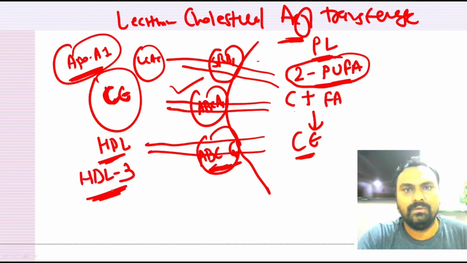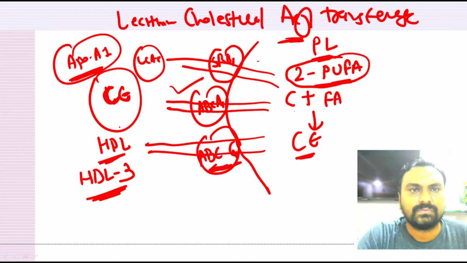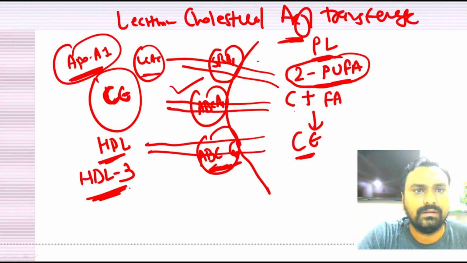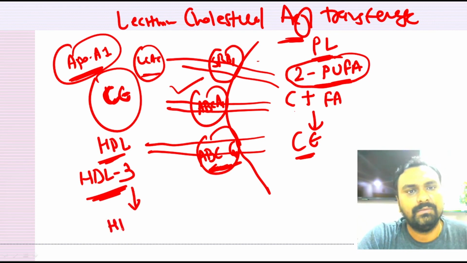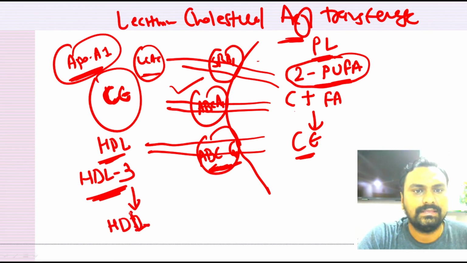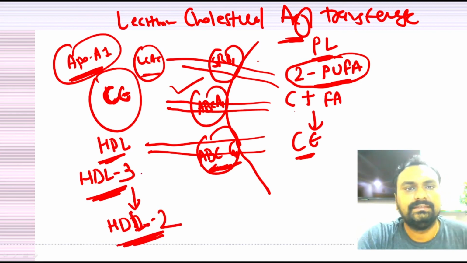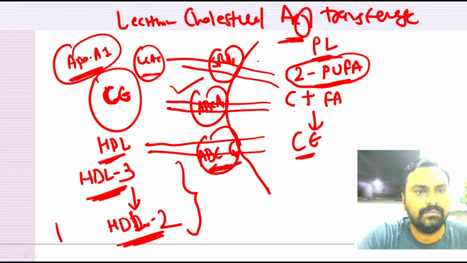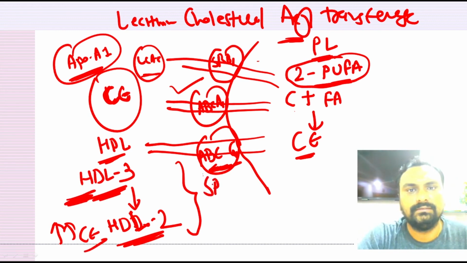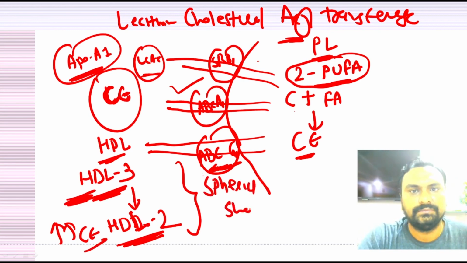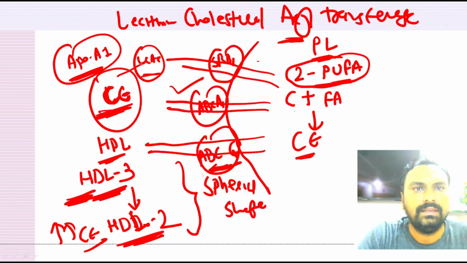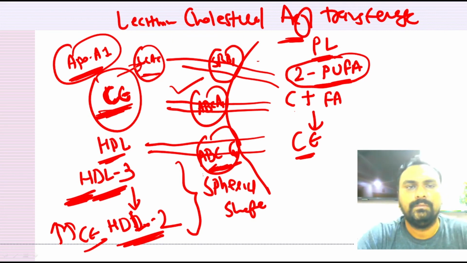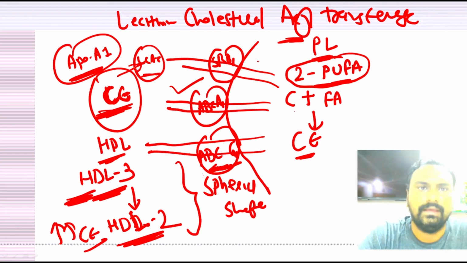And with more and more effect of this LCAT enzyme, more and more cholesterol ester is produced, and then it will be called HDL2. What is the difference between HDL3 and HDL2? In HDL2, there will be more cholesterol ester as compared to HDL3, and now it turns spherical in shape. When there is too much cholesterol ester, it will inhibit the LCAT enzyme and further prevent the formation of cholesterol ester.